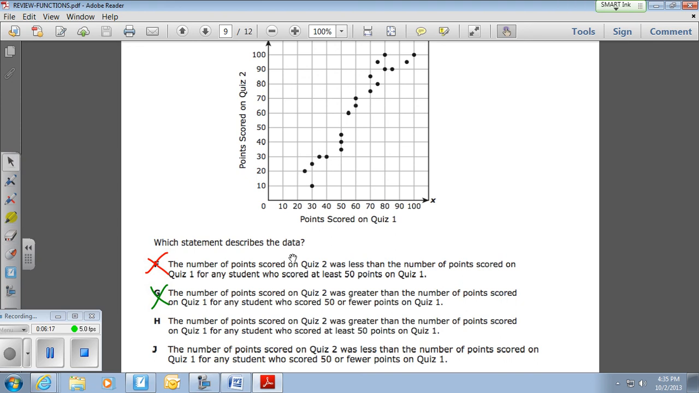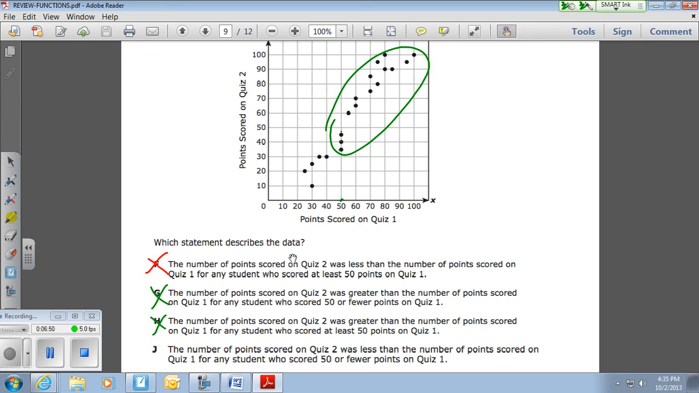Letter H, the number of points scored on quiz 2 was greater than the number of points scored on quiz 1 for any student who scored at least 50 points on quiz 1. So at least 50 points on quiz 1, and that's going to be this data right here. So we need to just make sure, is quiz 2 always going to be greater? Well, when it's 50, they got a 35, 40, and a 45, so that's not greater. So that rules that out.